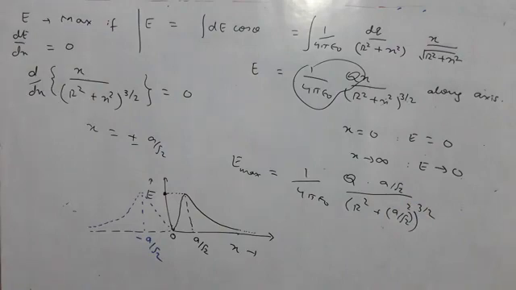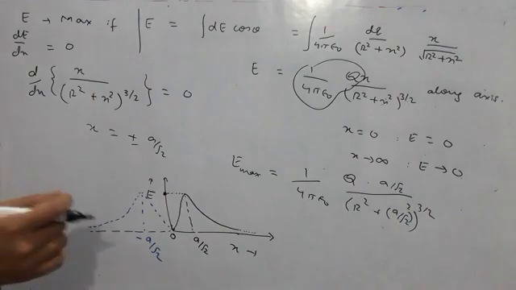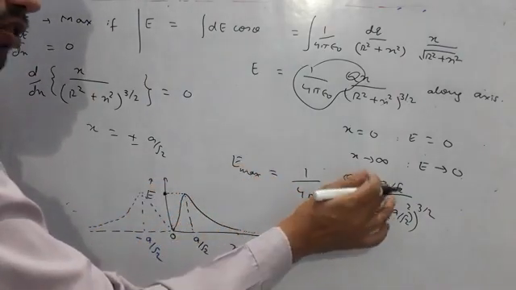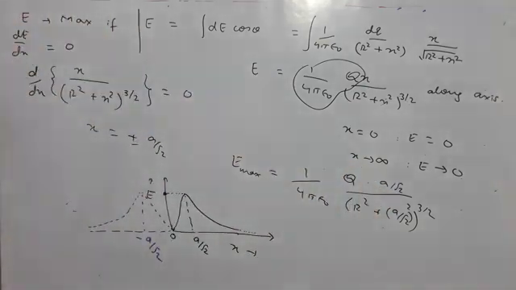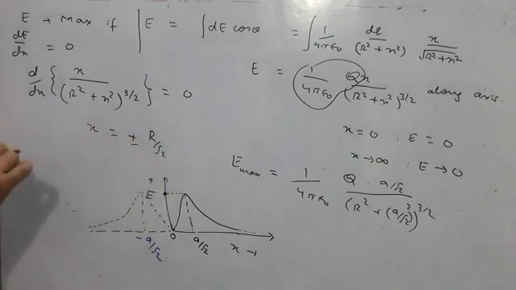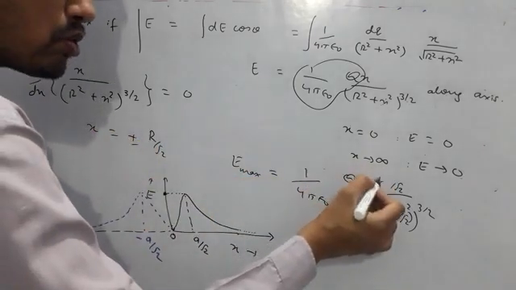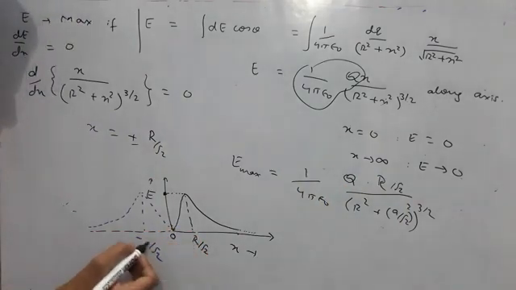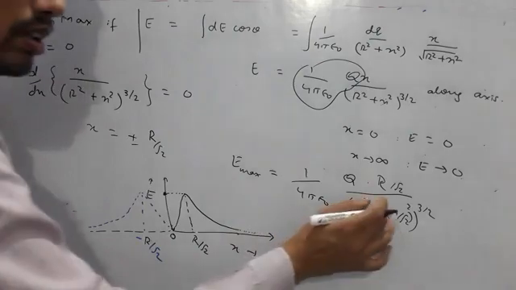One mistake I have committed, I would like to change. This a actually should have been replaced by r. The radius is r actually, so instead of a it should be r. So this will be r by root 2. Everywhere I should write r. r is the radius, a is not the radius. So this will be r.